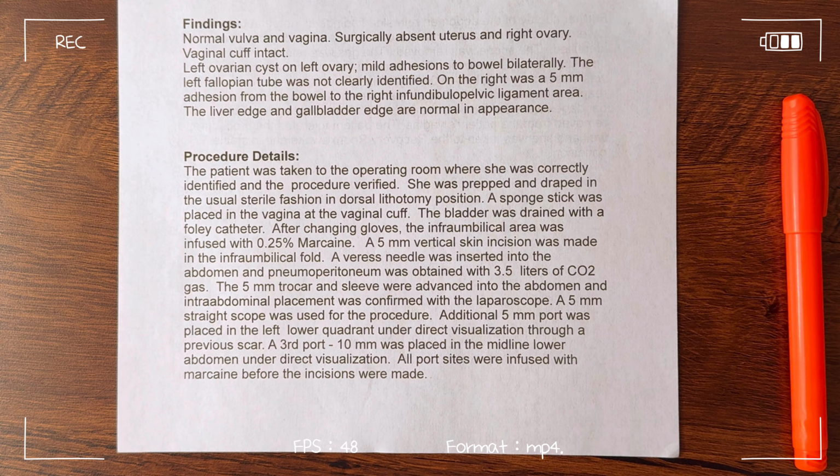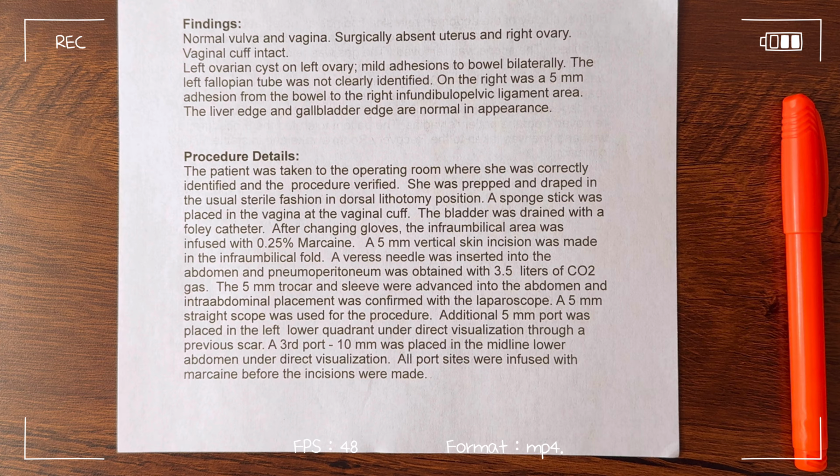A Veress needle was inserted into the abdomen and pneumoperitoneum was obtained with 3.5 liters of CO2 gas. The 5 millimeter trocar and sleeve were advanced into the abdomen and intra-abdominal placement was confirmed with the laparoscope. A 5 millimeter straight scope was used for the procedure. An additional 5 millimeter port was placed in the left lower quadrant under direct visualization through a previous scar.